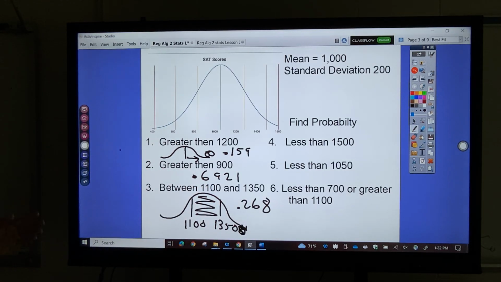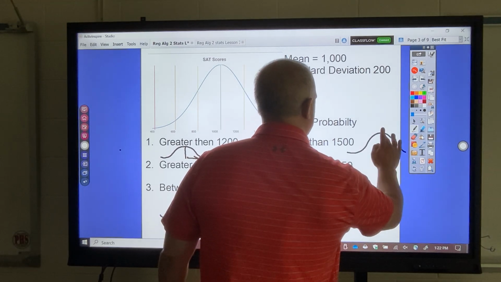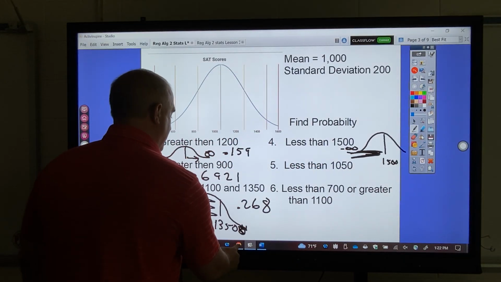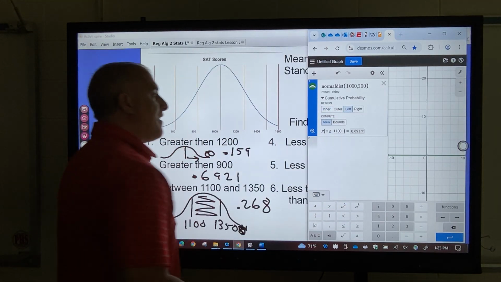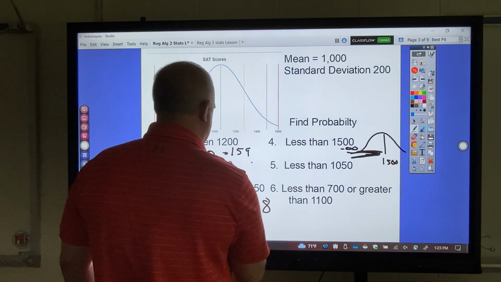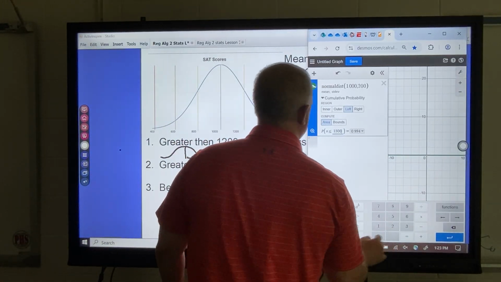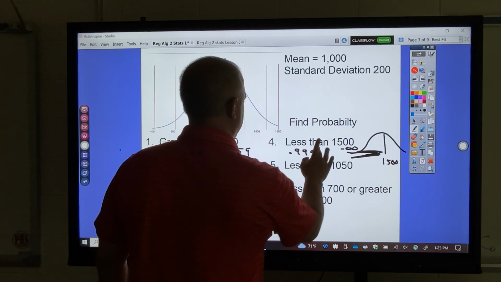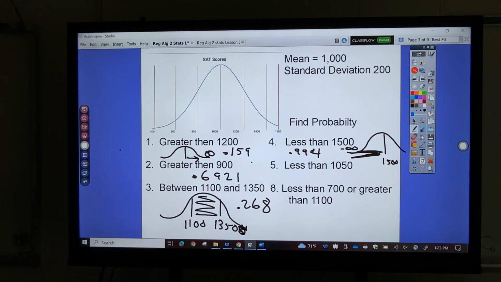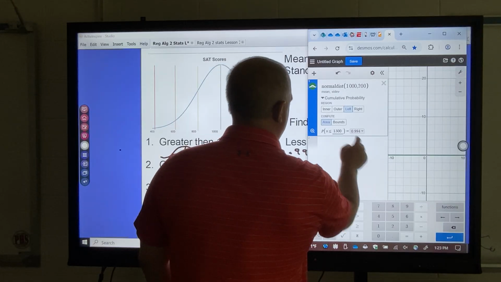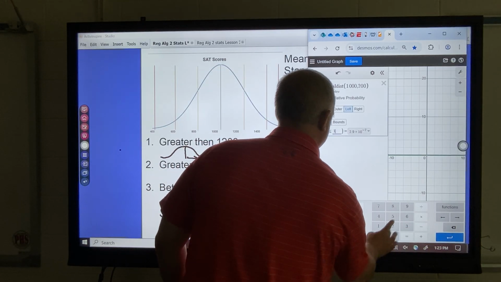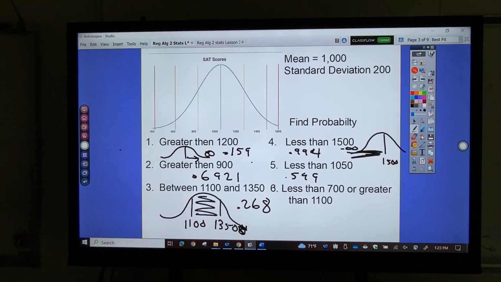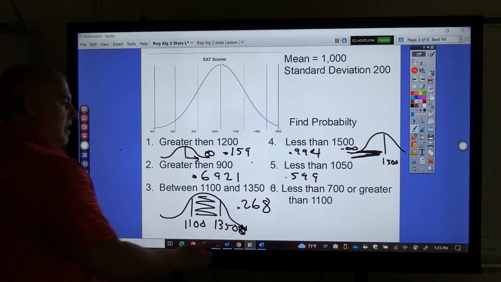Now, what is it going to be when it says less than 1,500? What that means is it's going to go this way to negative infinity. So I want to go left because it's going less. Less than 1,500, so I just replace this number with 1,500. 0.9994. That's two nines and a 4. Less than 1,050, same left, I'm just going to go 1,050. Okay, 0.5999.